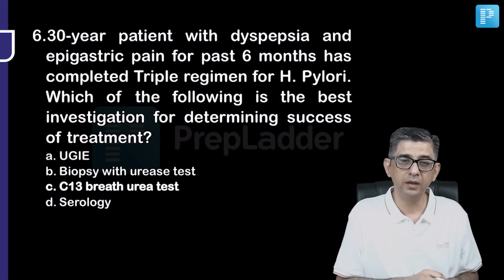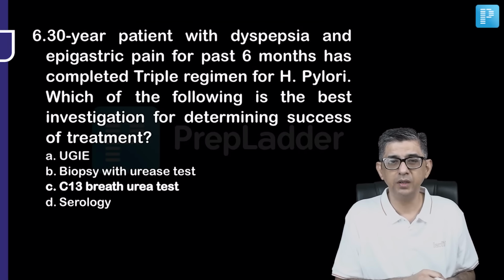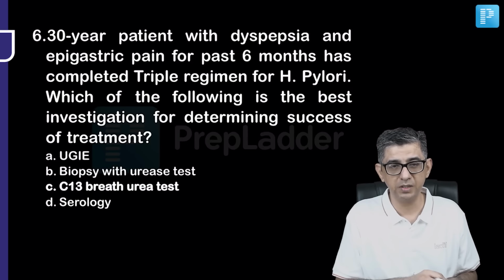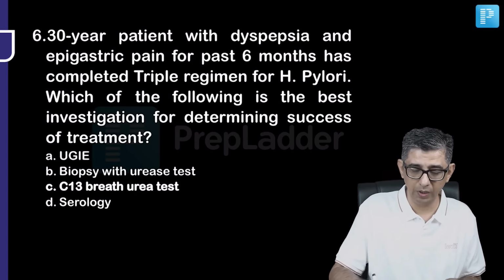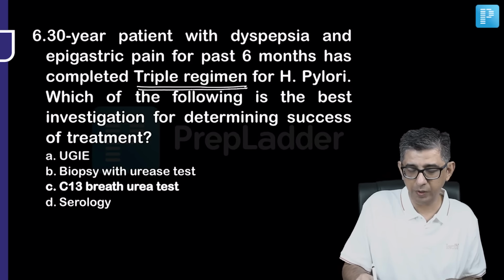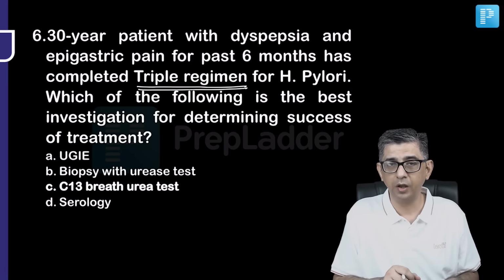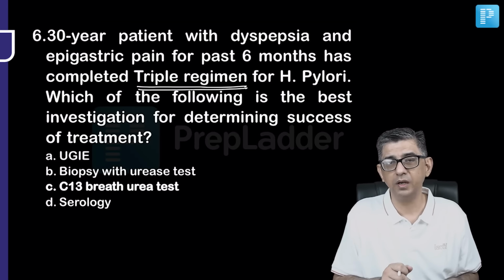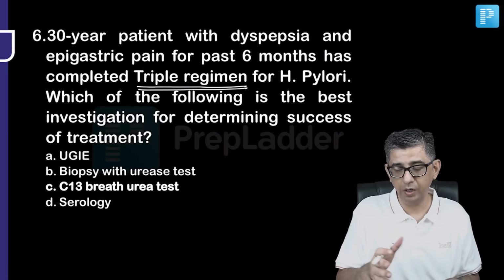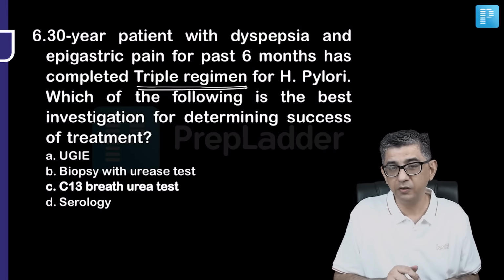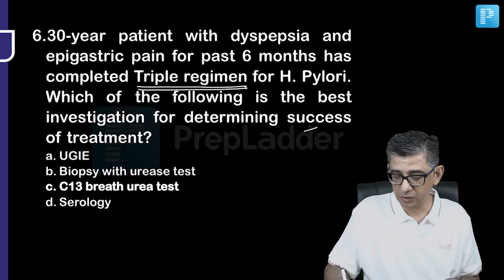The next one, I would say, is a relatively easier one: a 30-year-old patient with dyspepsia and epigastric pain for the past 6 months who has completed a triple regimen for H. pylori. Some guy said that he had described antibiotics also, like amoxicillin, then a PPI, maybe pantoprazole or lansoprazole, and clarithromycin was mentioned. So two antibiotics, and along with that, a PPI was given to this patient, and he's asking, how do you determine the success of treatment?